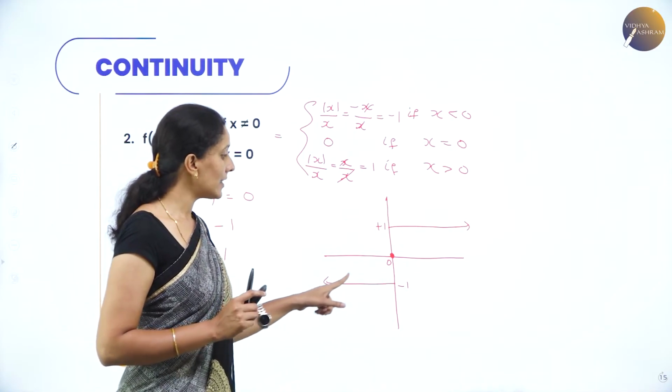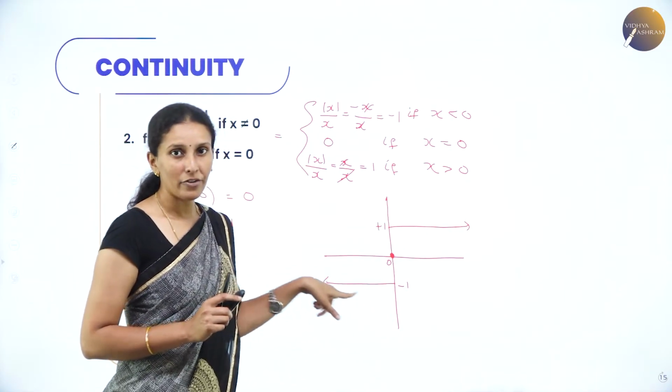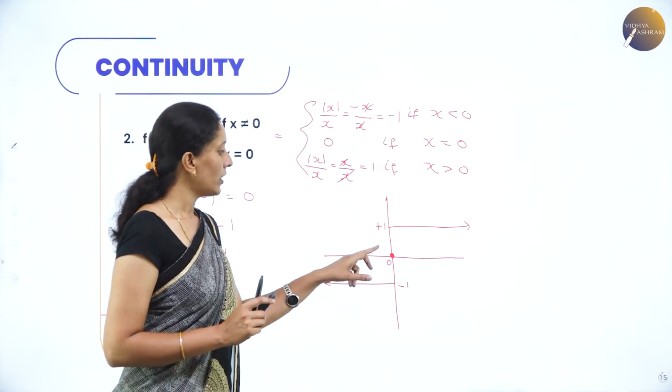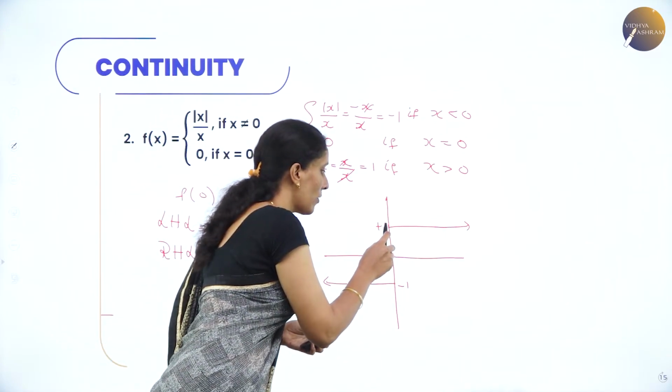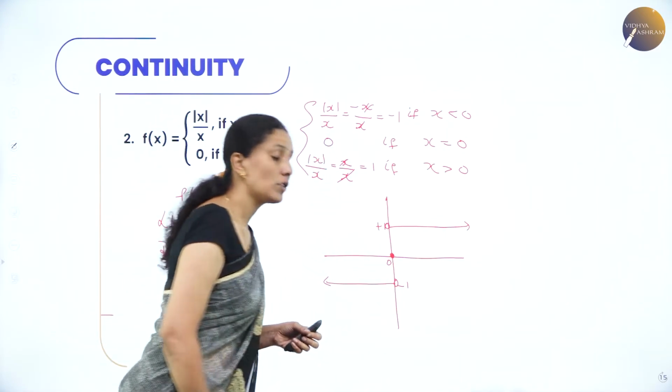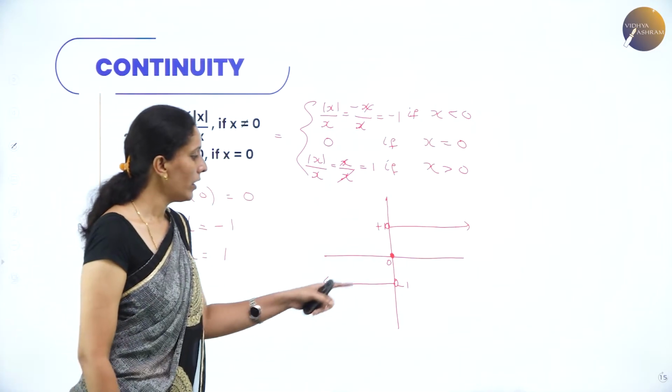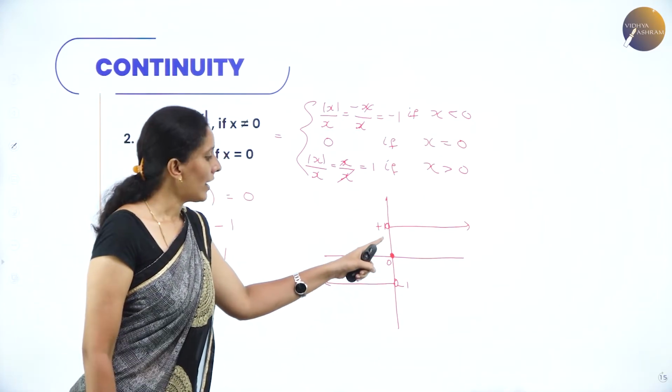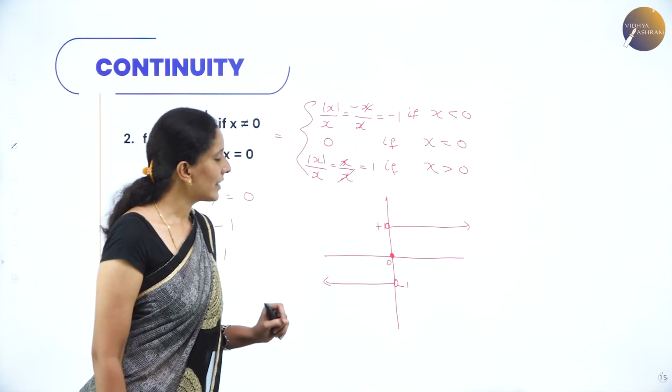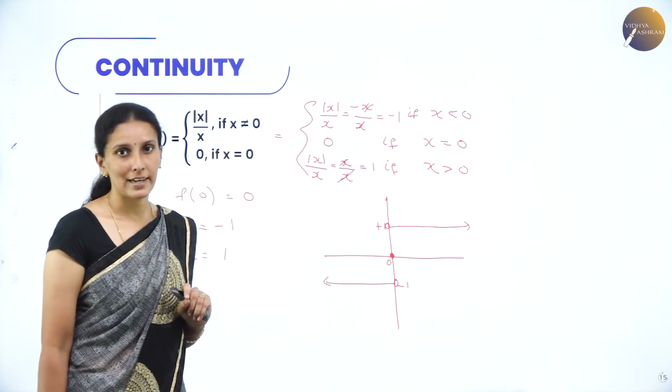Because you can clearly say you have to lift your pen to draw these two lines here. So here we have to draw an open circle, because it is not defined at that particular point, because f of 0 is 0, and f of x is 1 for x greater than 0 and minus 1 for x less than 0.